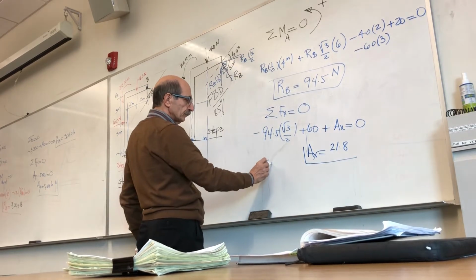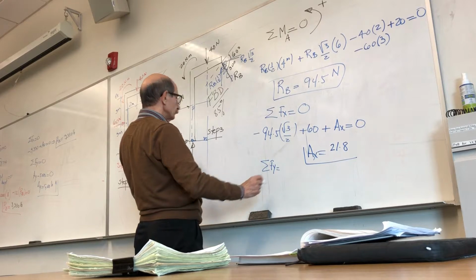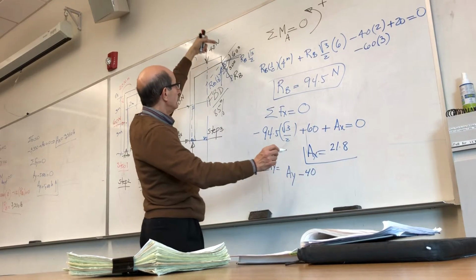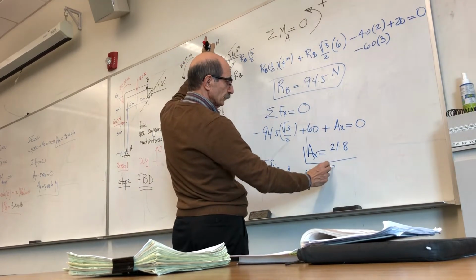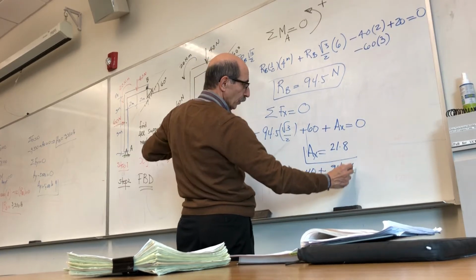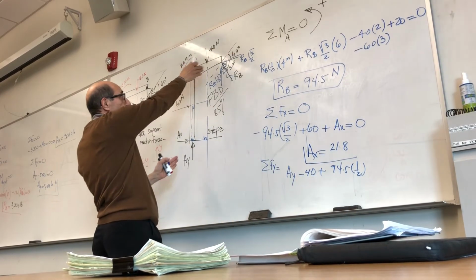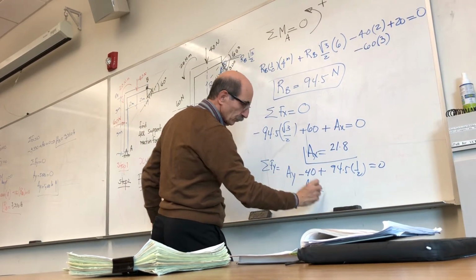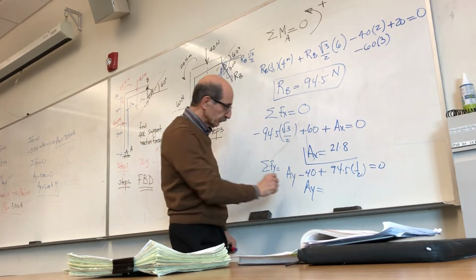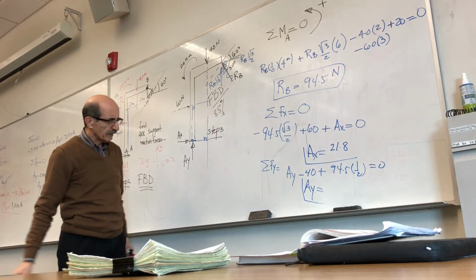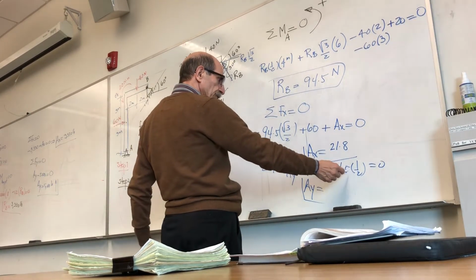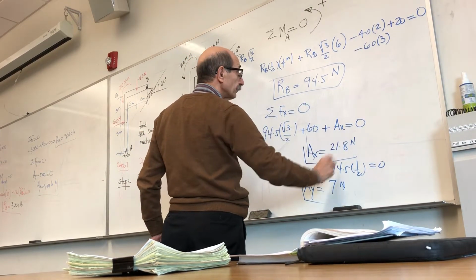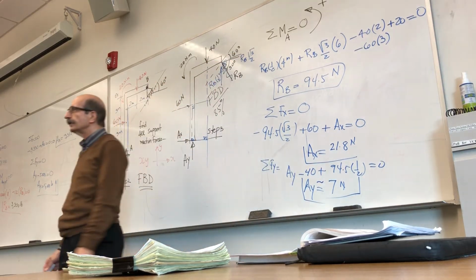Then you solve summation of forces along Y equal to 0, so you have AY minus 40 plus RB, which is 94.5 times 1/2. Those are all the forces you have, equal to 0, and that will give you AY. I don't have the answer for AY, you can just figure it out. Well, you can actually do that. It's almost 7, because this is almost 47.5, so almost 7 Newton. Okay. Any questions?